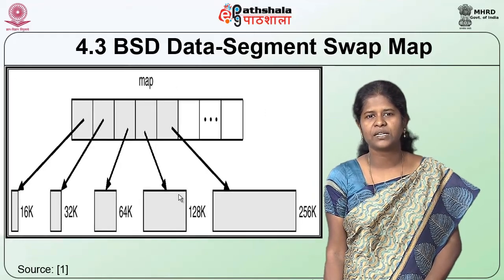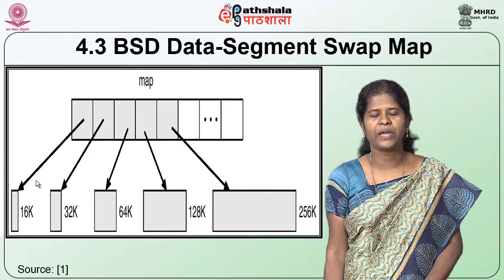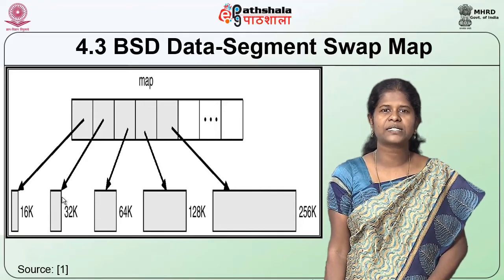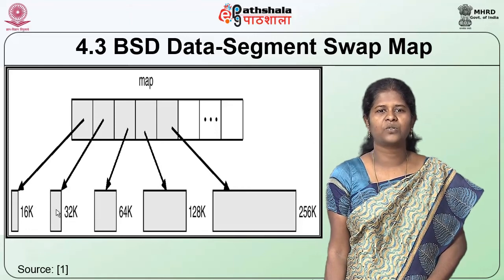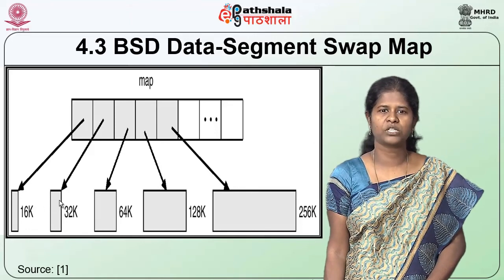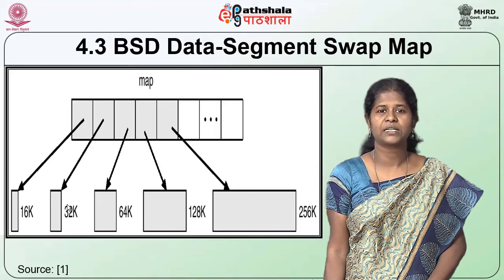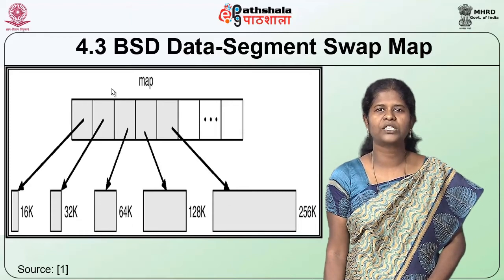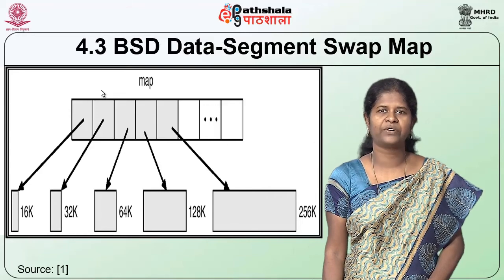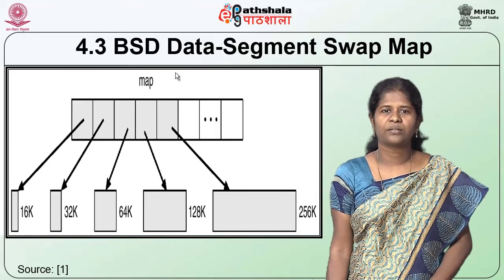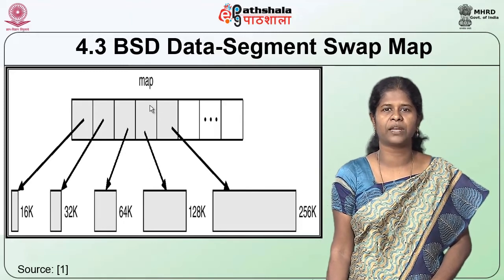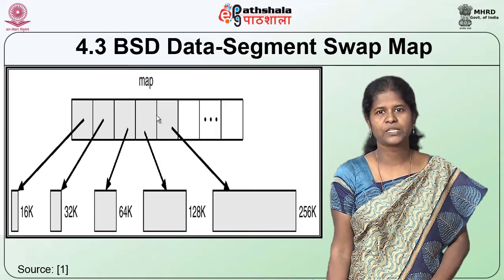So, initially you have a space of 16K allocated for data, but if it grows, if you need more memory space for data, then 32K is allocated. It is doubled, and you allocate 32K. And if you need even more space, then the size of the space allocated is again doubled, and you get 64K, and so on. So, the way in which swap space is allocated for text and for data is different in 4.3 BSD Unix. And because it is different, you have different swap maps maintained for keeping track of text as well as data.